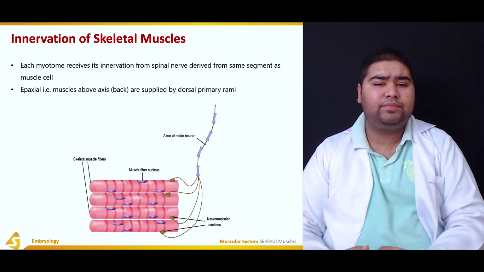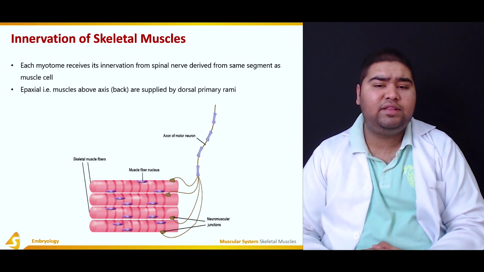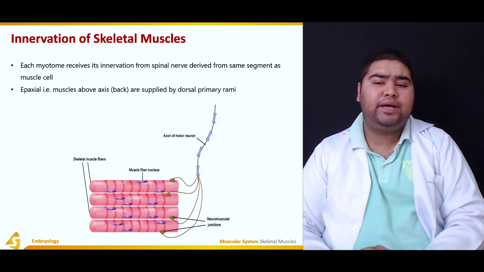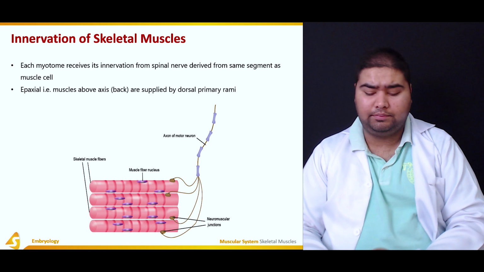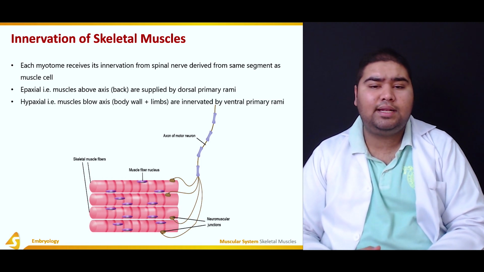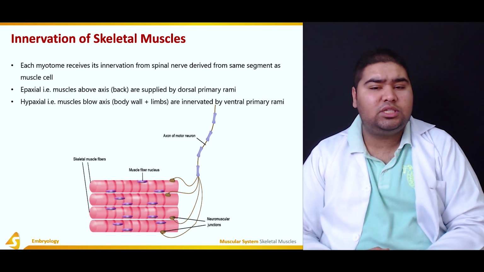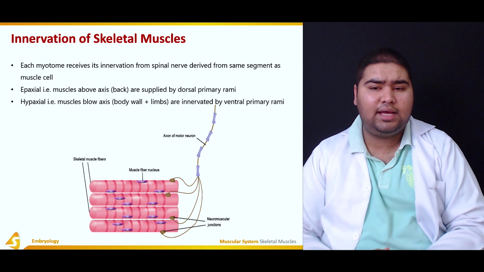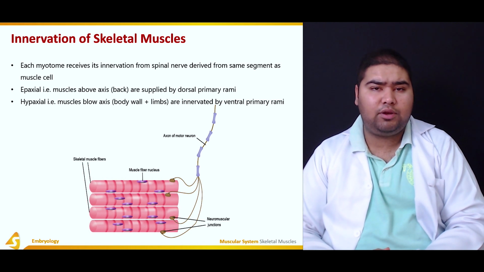Abaxial muscles, that is the muscles that lie above the axis, that is, they lie at the back, are supplied by the dorsal primary rami. Hypaxial muscles, which are the muscles that lie below the axis, which is the body wall and anterior body wall and the limbs, are innervated by ventral primary rami.